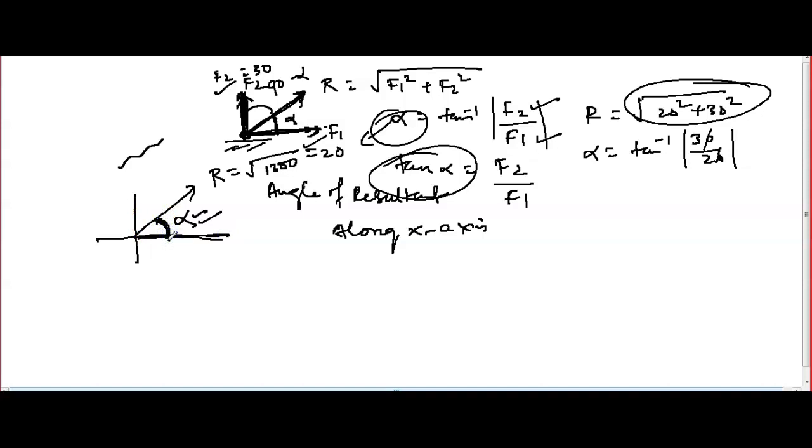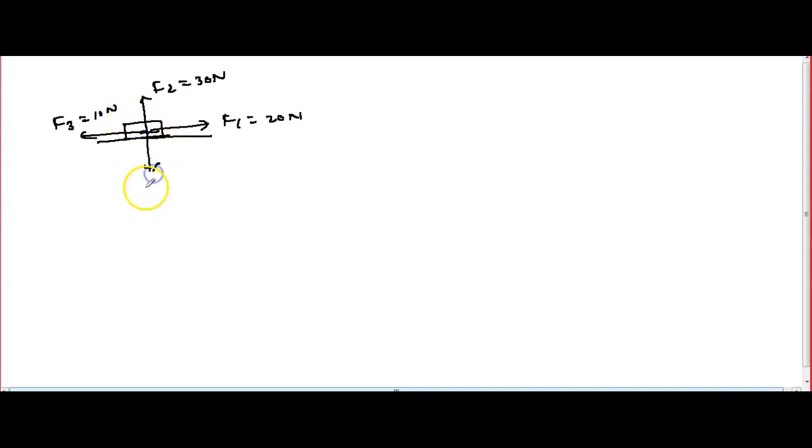Consider if you are given more than 2-3 forces. Consider this is a book or block, anything given here. Somebody is pulling with this one force F1 equal to 20 newtons, someone is pulling in another direction, consider the y-axis, which is 30 newtons. In some other direction F3 is equal to 10 newtons, and in some other direction on this side also. Consider F2 is equal to 5 newtons, something like that.